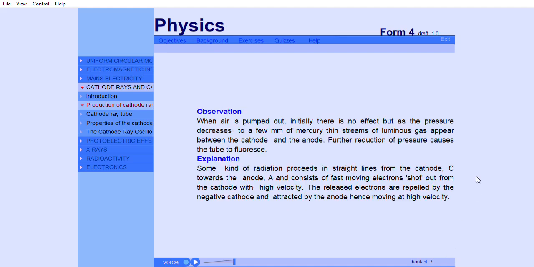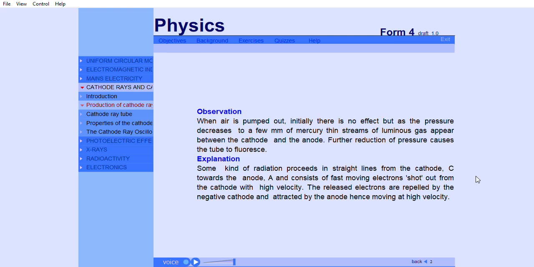Observation. When air is pumped out, initially there is no effect, but as the pressure decreases to a few millimeters of mercury, thin streams of luminous gas appear between the cathode and the anode. Further reduction of pressure causes the tube to fluoresce.